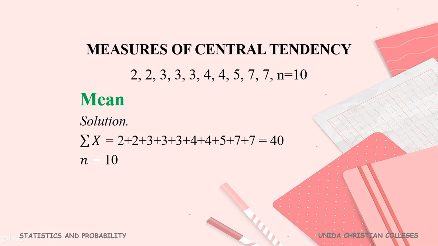So, what will be your mean? You need to divide 40 by 10, which is equal to 4. And that will be your final answer. We have 4. Okay?